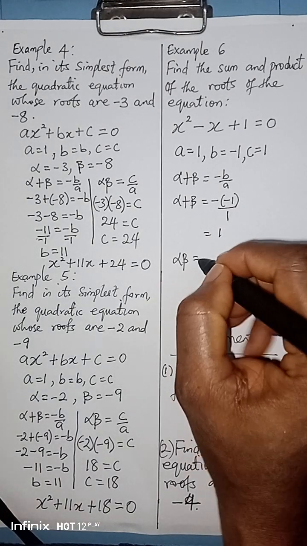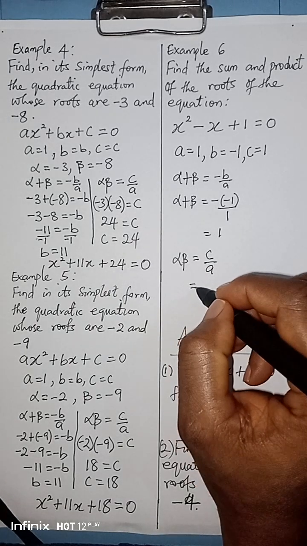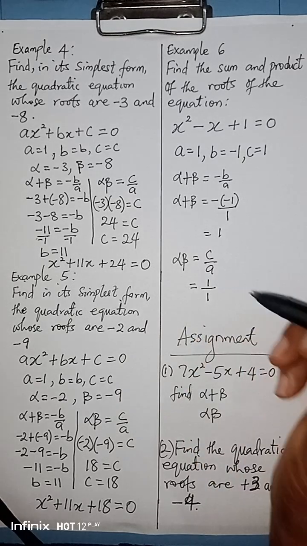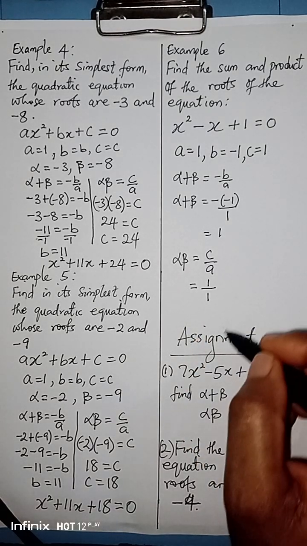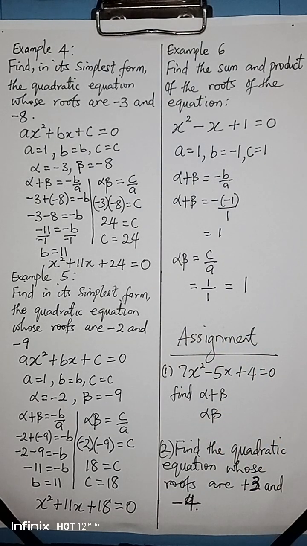Let's go to the product. Alpha beta is c over a. What is c? It's 1. What is a? It's 1. So 1 divided by 1 is equal to 1. So that's the solution to the question. Very easy, right? So we'll have an assignment to deal with.